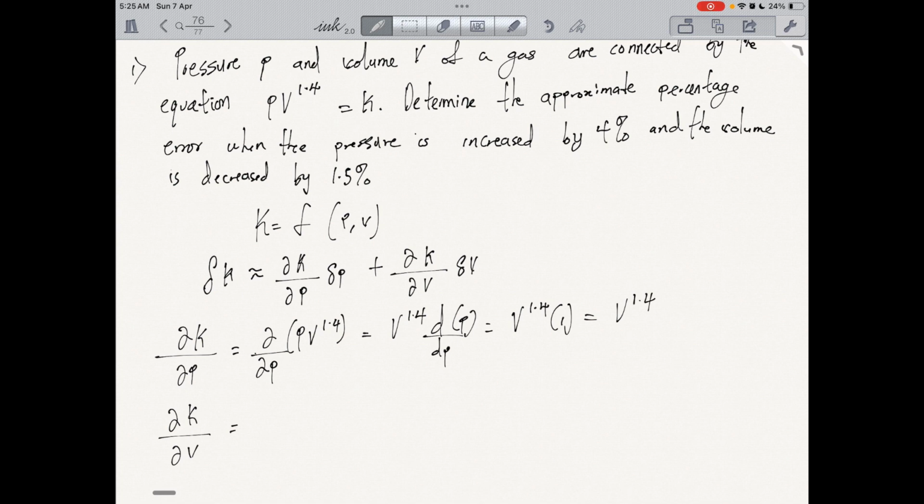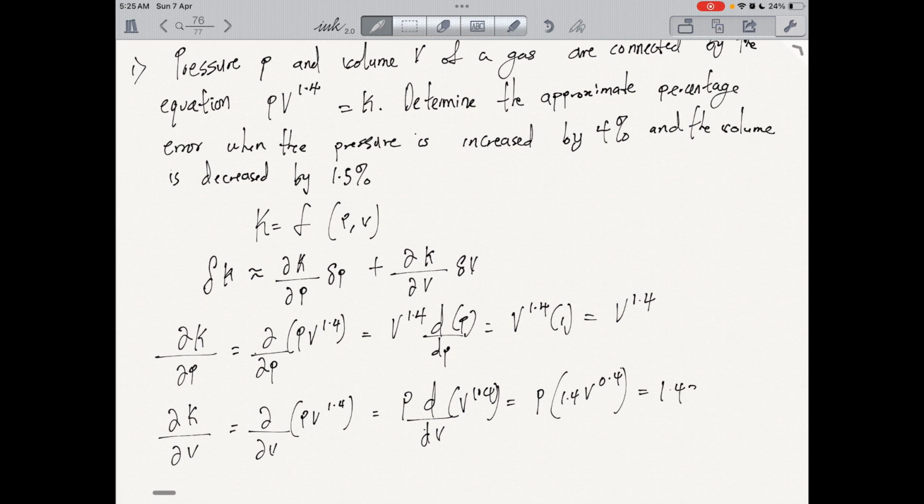And for the partial derivative of K with respect to V, we have PV raised to power 1.4, and in this case the P is considered as constant and we differentiate V raised to power 1.4 fully, and this will give us P times 1.4 V raised to power 0.4, and this will be 1.4 P multiplied by V raised to power 0.4.